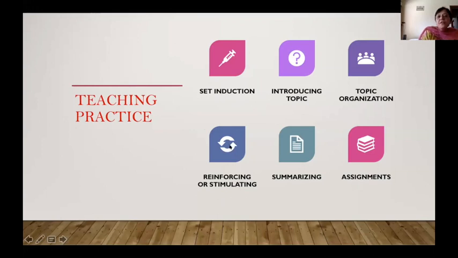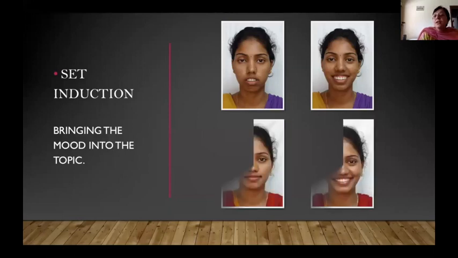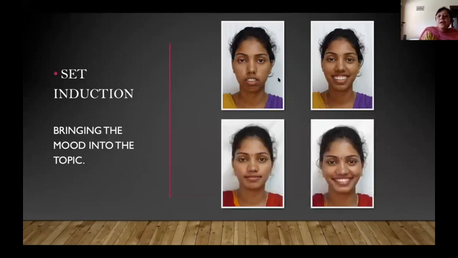Okay, so first we will go to set induction. What is set induction? Set induction is nothing but bringing the mood into the topic. Now, if you're talking of surgery first, don't you think by showing these pre and post photographs, you will really set the mood for the pedagogy? So please do that. Use your visual aids to do that.